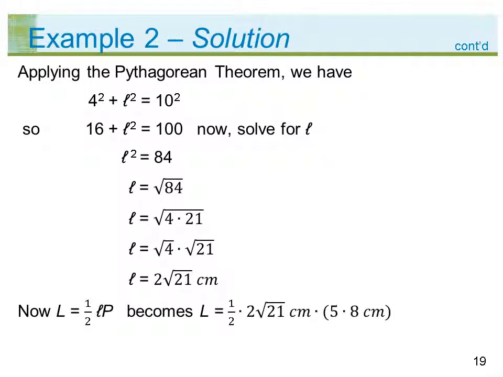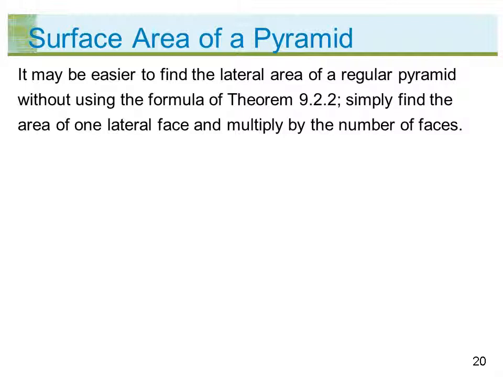Now, capital L equals 1/2 l times capital P becomes capital L equals 1/2 times 2 times the square root of 21 centimeters times 5 times 8 centimeters. Capital L equals 40 square roots of 21 centimeters squared, which is approximately equal to 183.30 centimeters squared.